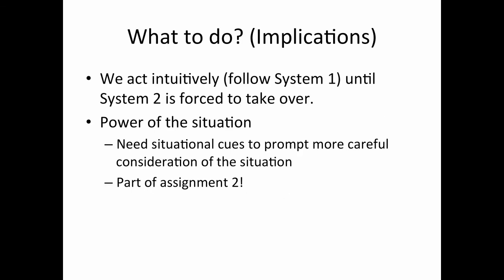So finally, the question becomes, what to do? What are the implications of this? Now that we know that we may be prone to these biases that may put organizations or individuals at risk, what do we do about it? One of the key themes from this presentation is that we act intuitively. We follow System 1 until System 2 is forced to take over. Now, System 2 doesn't jump in readily. And so I would point to the power of the situation, which is driving System 1, or which may activate System 2.